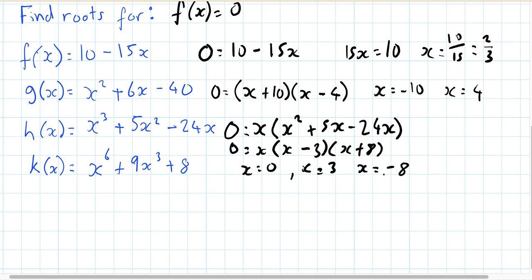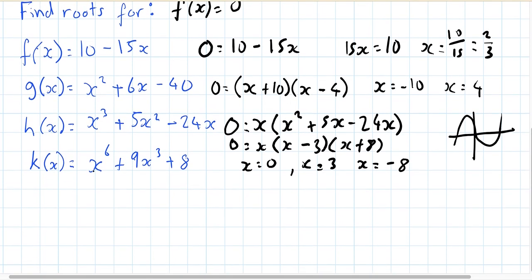So these are the three roots where the graph crosses the x-axis. So if I draw this a bit more, that'll be minus 8, 0, and 3, something like that. It's an x cubed graph.